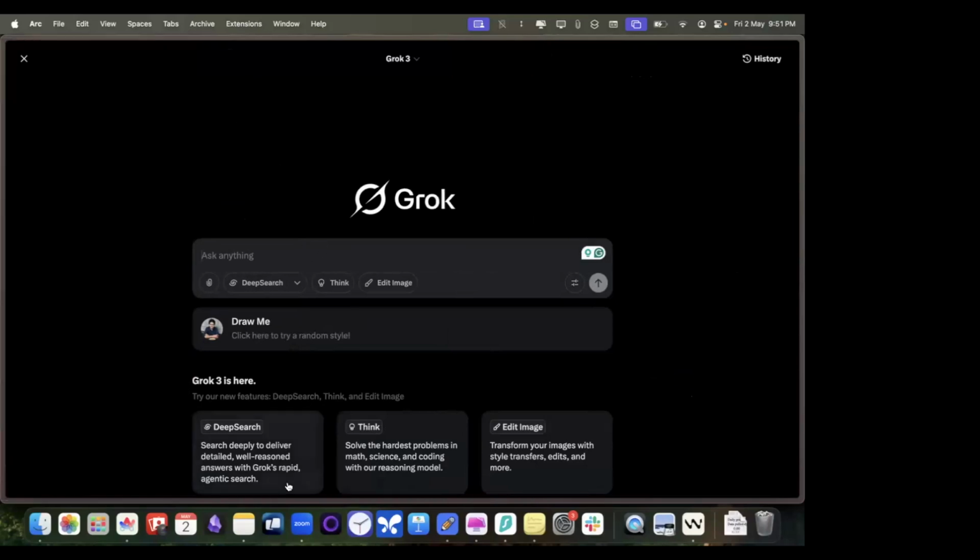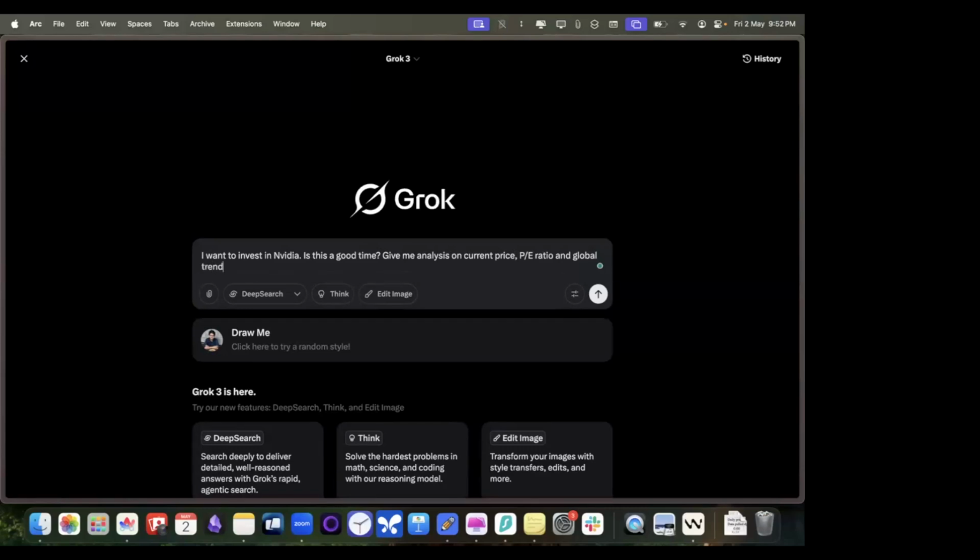You can go to this link. If you want to try this out along with me, you can also do this. Here I can just ask a question. I want to invest in Nvidia. Give me analysis on, let's say, current price, PE ratio, and global trends.